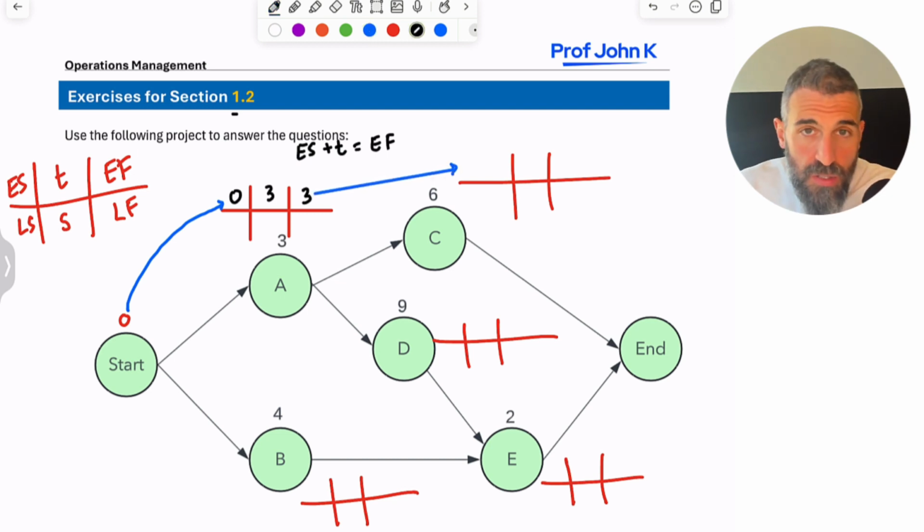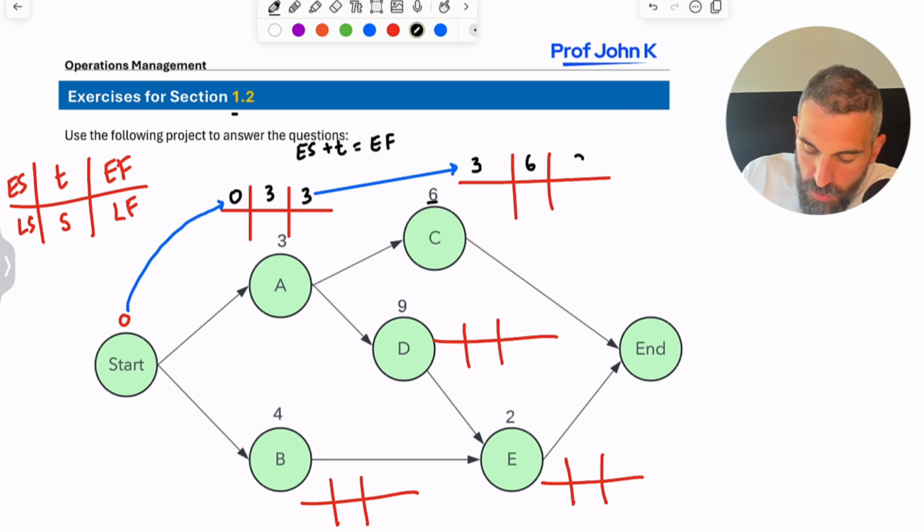The logic is, when can I start C, the earliest? Well, you can only start C once A is finished. So the early finish becomes the early start for the next activity. And this is the process. We're going to put 6, right? That would be the time. So the earliest this one will finish is week 9.